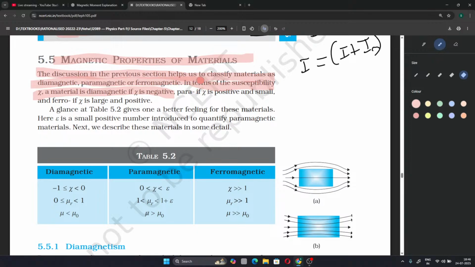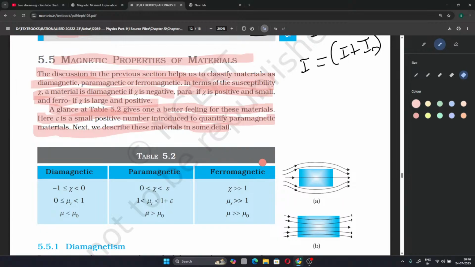We classify materials as diamagnetic, paramagnetic, or ferromagnetic in terms of susceptibility chi. A material is diamagnetic if chi is negative, paramagnetic if chi is positive and small, and ferromagnetic if chi is large and positive. A glance at table 5.2 gives one a better feel for these materials. Here, epsilon is a small positive number introduced to quantify paramagnetic materials. Next, we describe these materials in some detail.